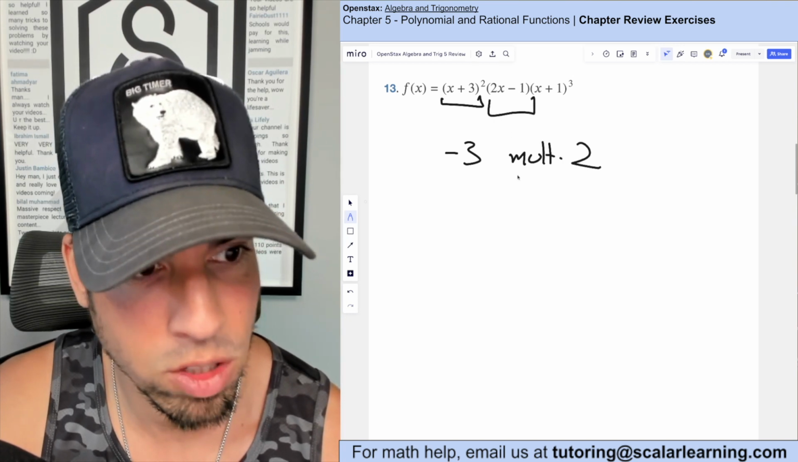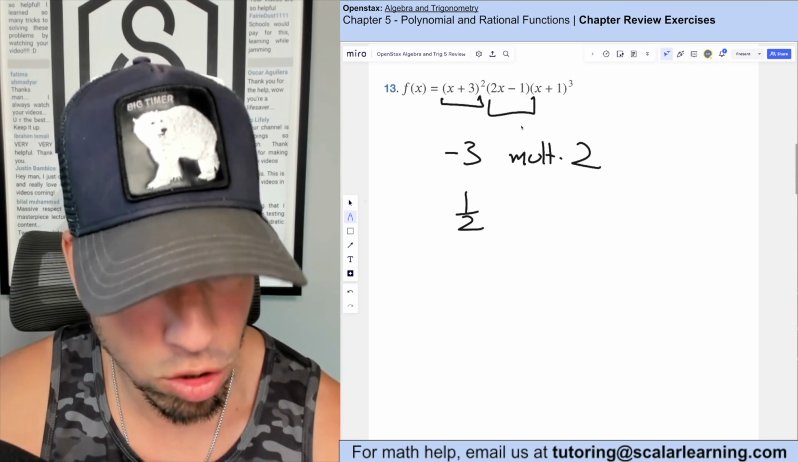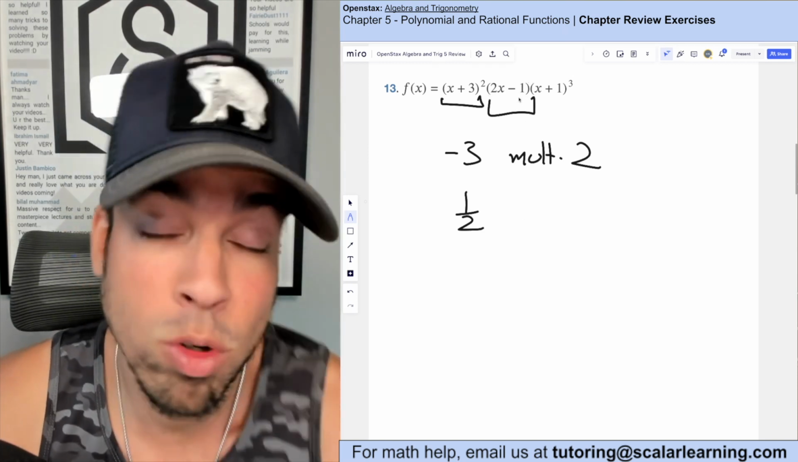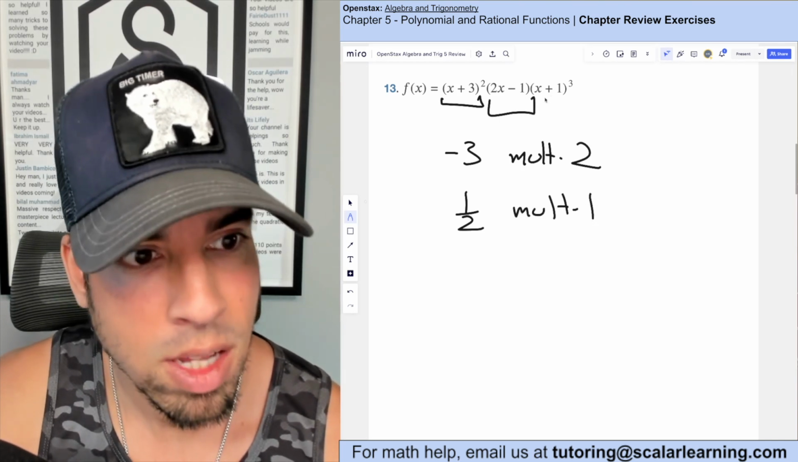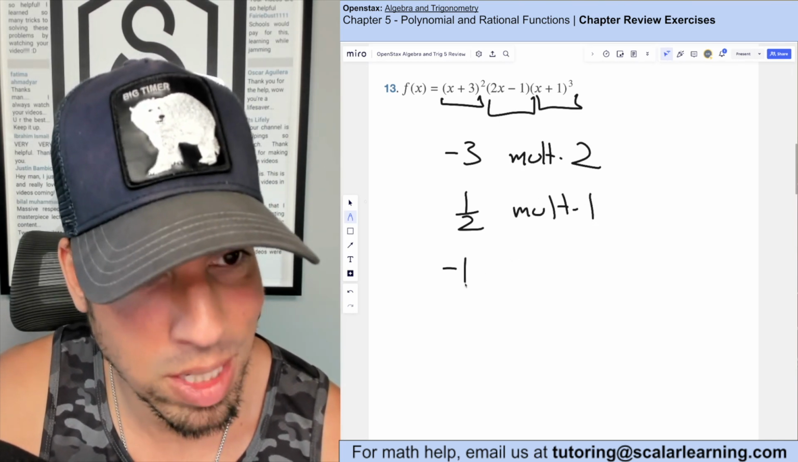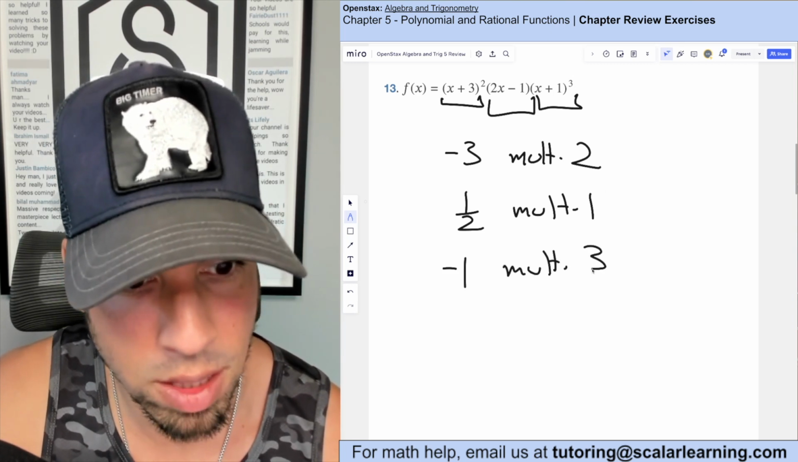What about this one? What's going to zero this out? That's going to be positive 1/2, right? 1/2 times 2 is 1 minus 1 is 0. That doesn't have an exponent, or it does, but it's 1, right? So this is just a simple multiplicity of 1. Last but not least, what's going to zero this out? That's going to be negative 1 with a nice multiplicity, aka exponent of 3. That's how you do it.